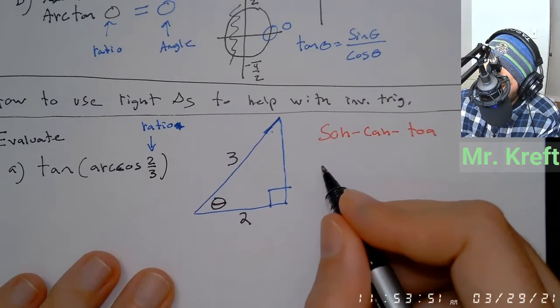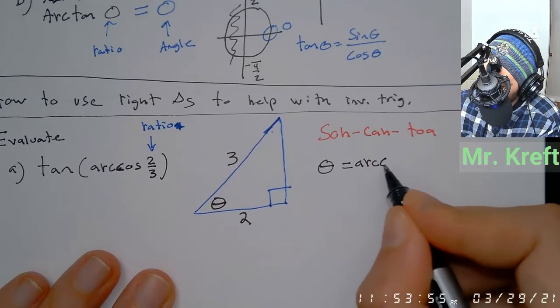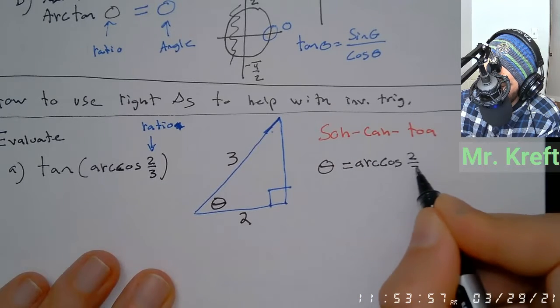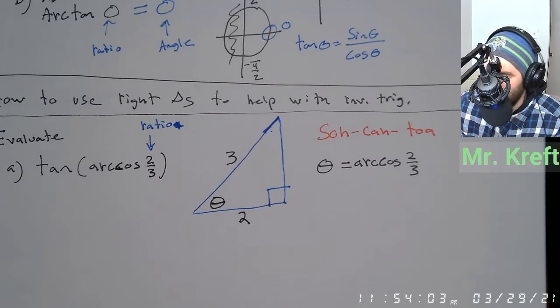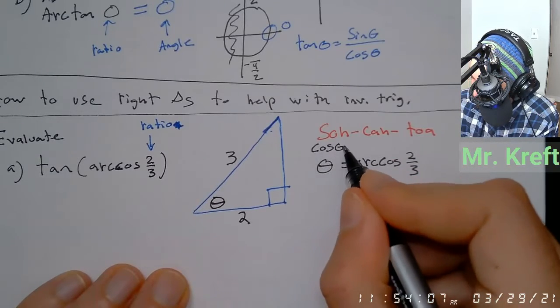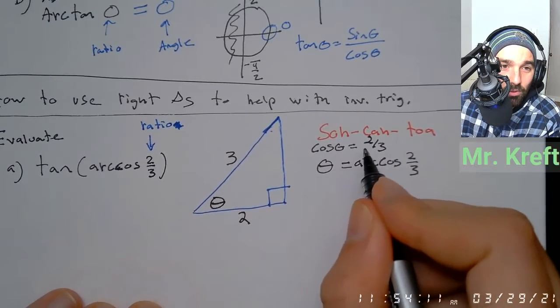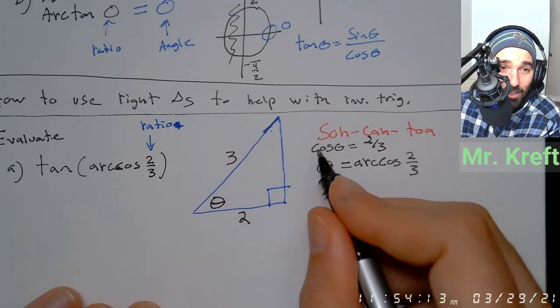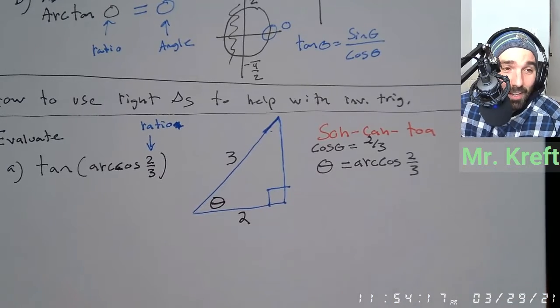Okay. So, check this out. Theta would equal arc cosine of 2/3. You guys with me on this? Here, I'll go one step back. Cosine of theta equals 2/3. So then if I take arc cosine of both sides, I get arc cosine of 2/3 equals theta.